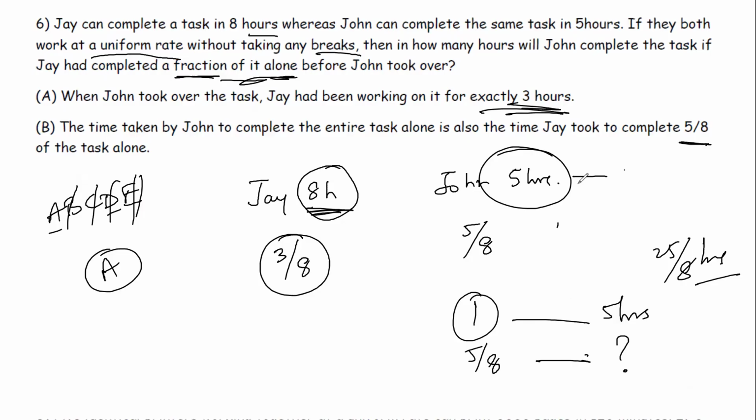So one could assume that how many hours John will take to complete the task can be answered using B. The only thing is that in this situation, the fraction is 3/8, because 5/8 is done by J, then 3/8 is left for John, but that's not how it was intended. I probably needed to plug in a word, like the time taken by John to complete the entire task alone is also the time taken, something like that. So that way B becomes redundant.